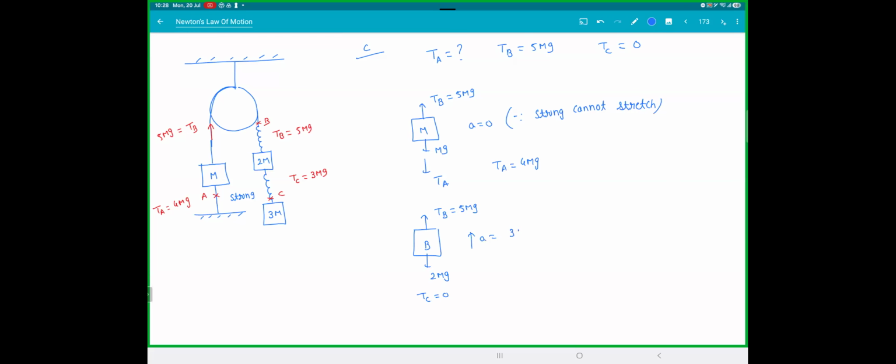Whereas for C, TC became 0. Your own weight is 3mg, and yeah, you're falling down with g. Clear this? And that's how strings behave when you cut. Is that making sense, everyone? Have a look at this. Ask me if you're confused about it.